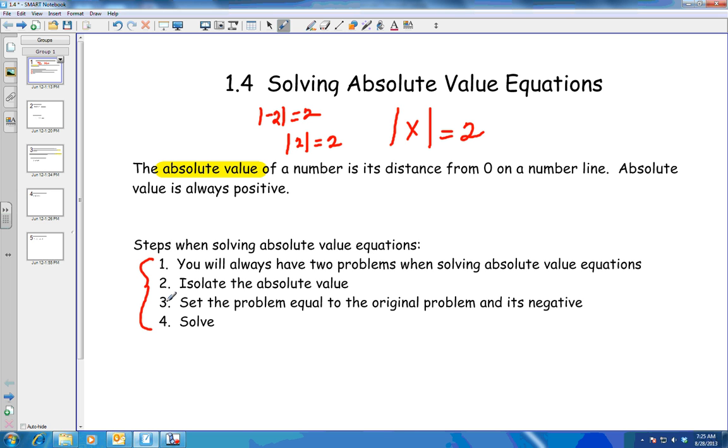Our first step would always be to isolate the absolute value. So I'll show you what that looks like. And then set the problem equal to the original problem and its negative. And then we're going to solve. And anytime we solve absolute value equations, our answer will be a number set. So let's say our answer was 2. We're going to put our answer in brackets, saying that the answer set or the number set for that problem is our answer in brackets.